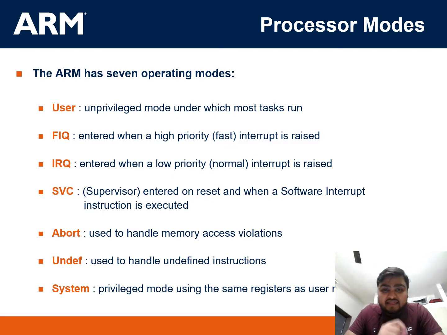The ARM has 7 operating modes, madam. First one is user, the unprivileged mode under which most tasks run. Second one is FIQ, entered when a high priority, meaning fast, interrupt is raised. Third one is IRQ, entered when a low priority, meaning normal, interrupt has arrived. Fourth one is SVC, supervisor, entered on reset and when a software interrupt instruction is executed.